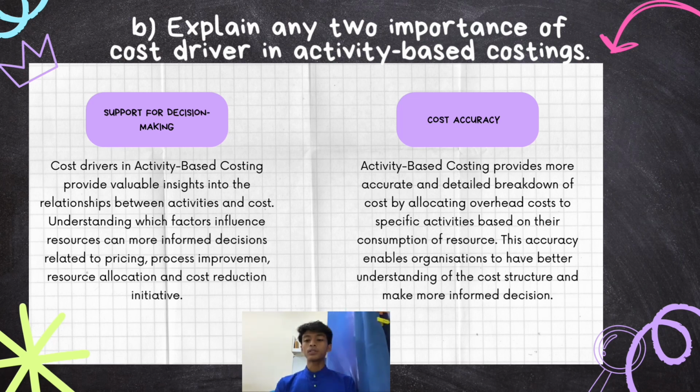The second importance is for the cost accuracy. Activity-based costing provides more accurate and detailed breakdown of costs by allocating overhead costs to specific activities based on their consumption of resources. This accuracy enables organizations to have better understanding of the cost structure and make more informed decisions. That's all from me. Thank you.